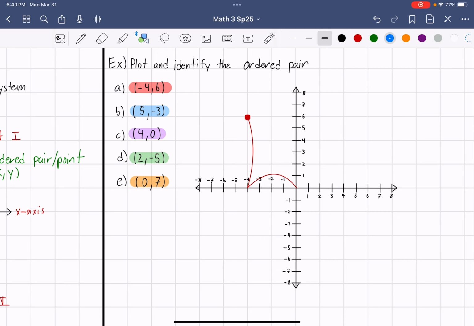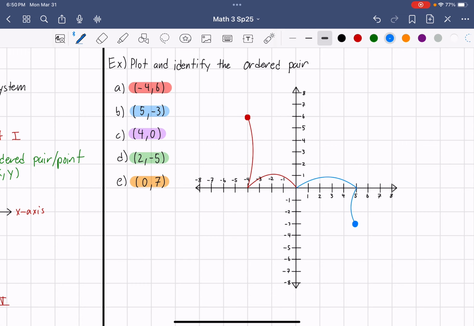And we can do the rest of them. You can pause this video, try to plot the rest of them. I'm going to go through it pretty quickly. For B, the x coordinate is a +5, so I'm going to go to the right 5. Up to the number 5. And then I'm going to go to -3, meaning I'm going to go down to -3. And that's going to be my point B.